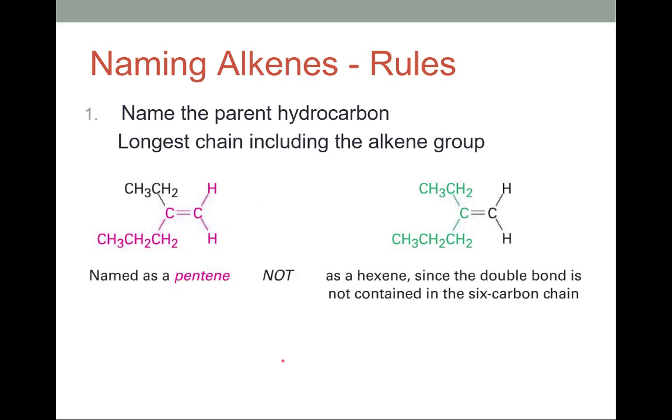So here's an example. First thing, name the parent hydrocarbon, the longest chain including the alkene group. Okay, so if we number in pink, we can see that we get a 5-carbon chain. If we numbered in green, we can actually get a 6-carbon chain, right? 1, 2, 3, 4, 5, 6. However, that doesn't include both carbons of the alkene. So we would not call this a 6-carbon, a hex kind of a molecule. We would call it a pent, a 5-carbon. That's the longest chain we can get going through both of the alkene carbons.